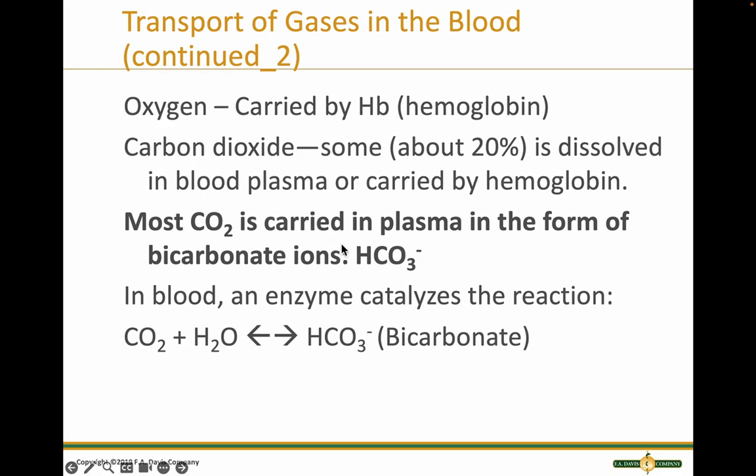And this is in the form of bicarbonate through a chemical reaction. This is chemistry, but just to show you, for those interested, this is the reaction that takes place. But the idea that carbon dioxide is carried in the blood in the form of bicarbonate is good to know, and knowing that it's not carried by hemoglobin mainly. Hemoglobin is mostly carrying oxygen, not really carbon dioxide.